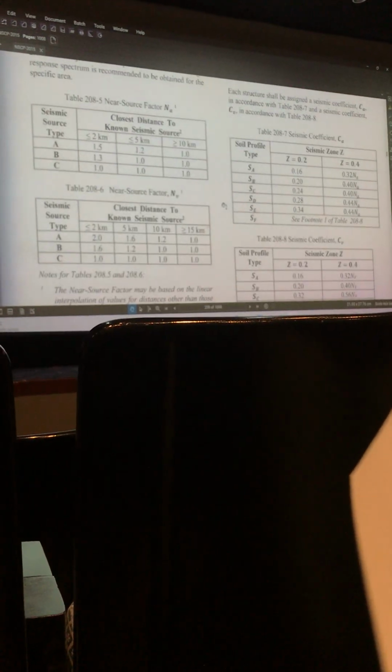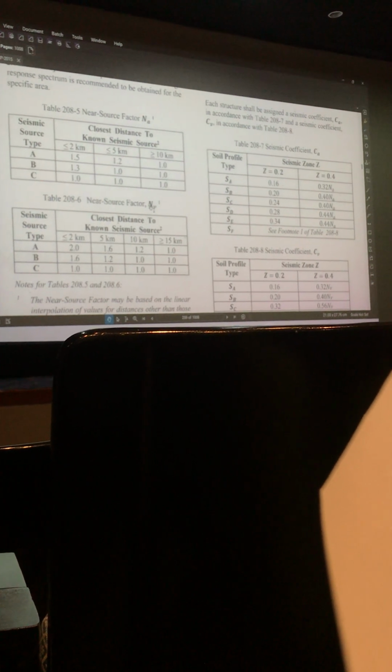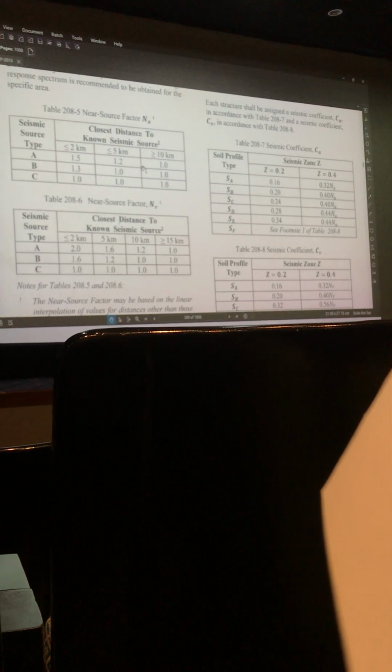Yan, no? So, dire ang table 208-5, the 6, the 7, the 8, which gives you the value for the near source factor. So, ang near source factor nga kuan mag-agad siya sa seismic source type o mag-agad sa ilang distance, no? Of the structure from the nearest nga seismic fault.